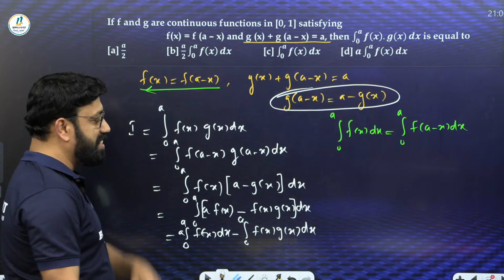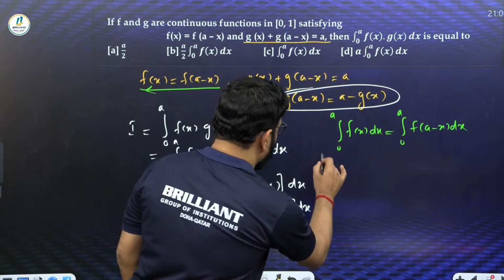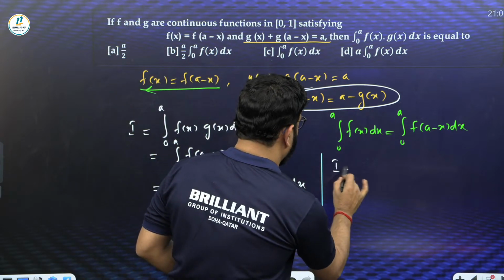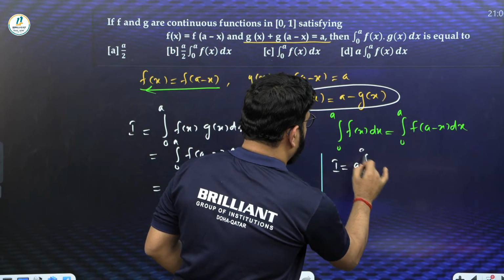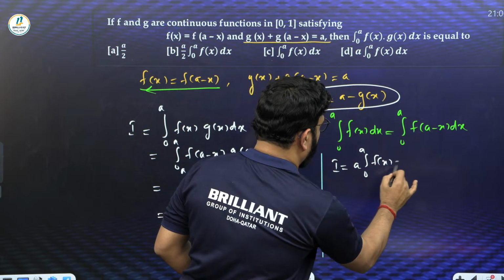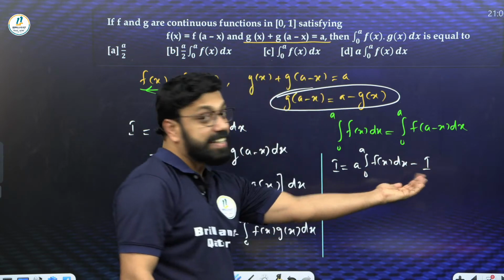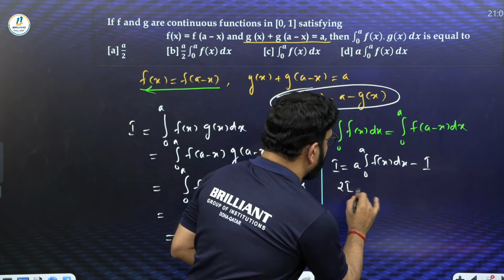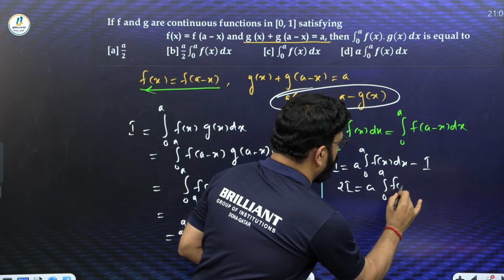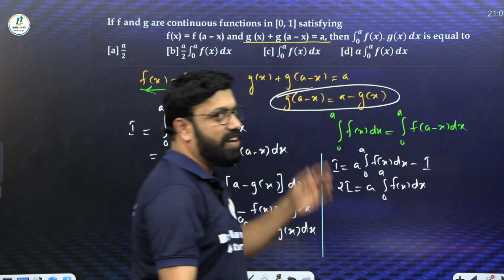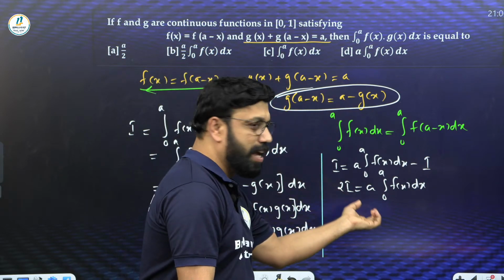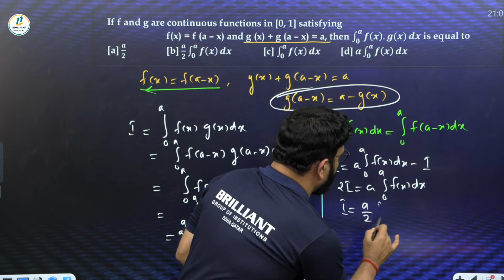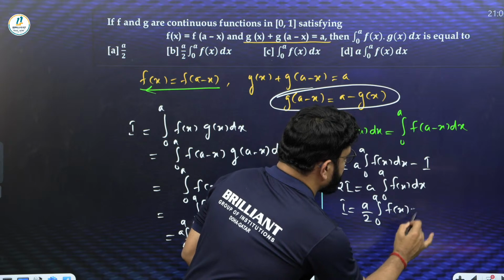That type of question we discussed in the regular classes, you know. So what we'll write here: I is equal to a times the integral from 0 to a of f(x) dx, minus I. That I we take to the left side: I plus I is 2I, and 2I equals the integral from 0 to a of f(x) dx. I hope you got the idea what the answer will be. For understanding only I am completing the steps. So therefore I equals a by 2 into the integral from 0 to a of f(x) dx.